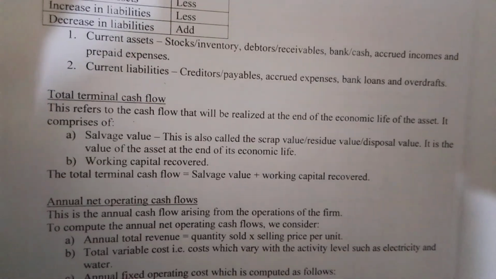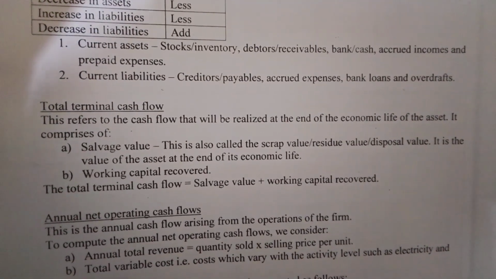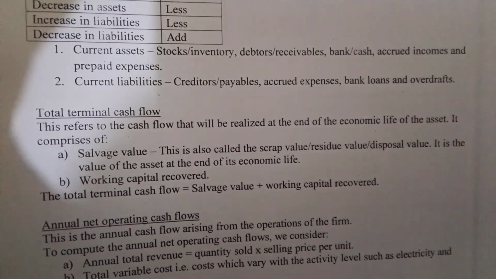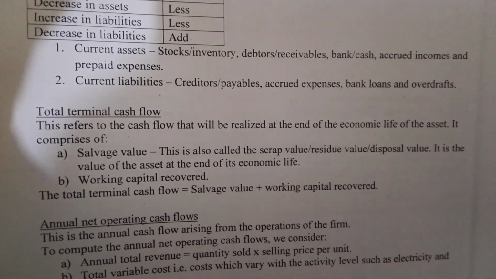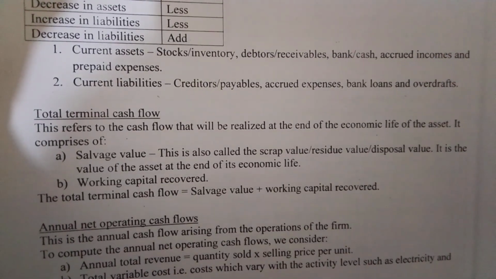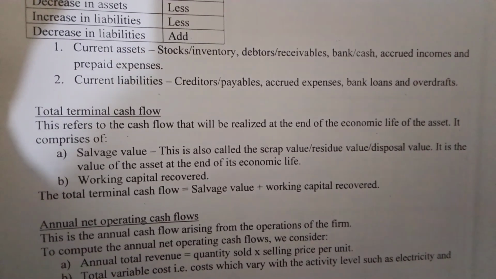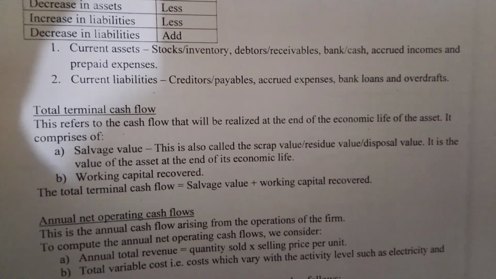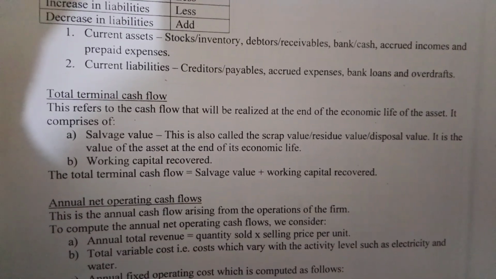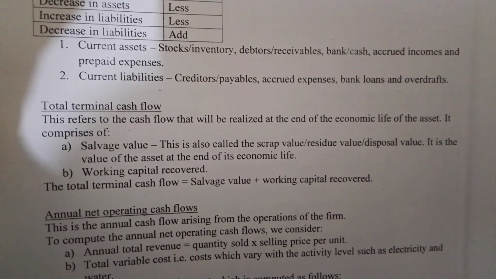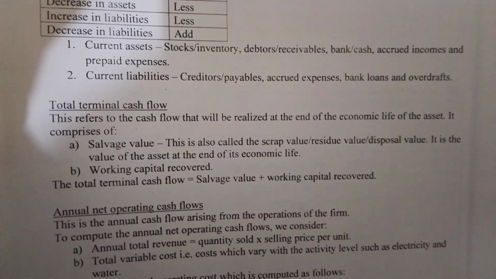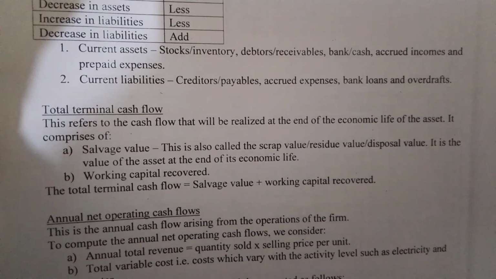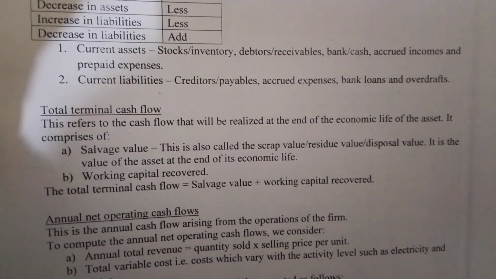The other item will be total terminal cash flow. This refers to the cash flow that will be realized at the end of the economic life of the asset. It comprises of salvage value. This is also called the scrap value, residual value, disposal value. It is the value of the asset at the end of its economic life. Then working capital recovered.